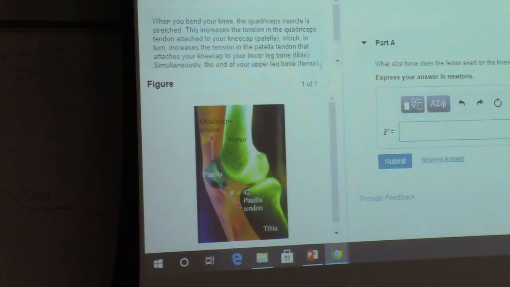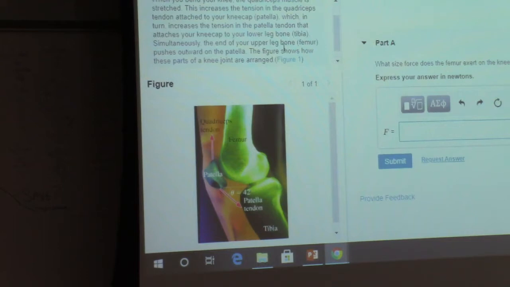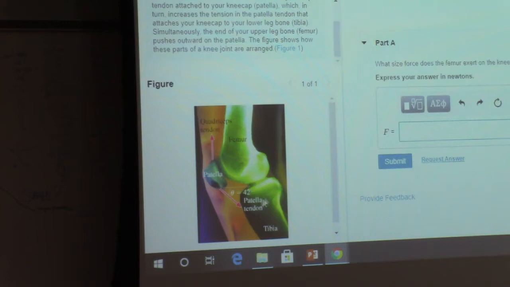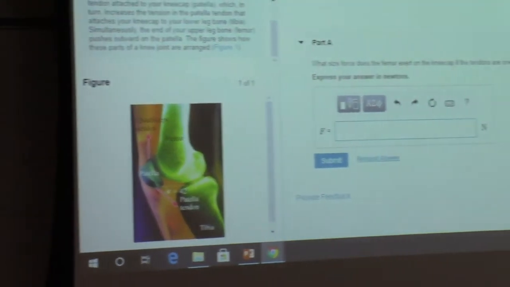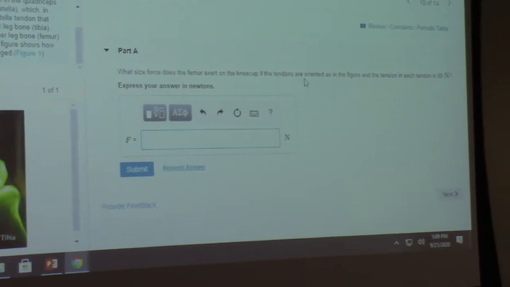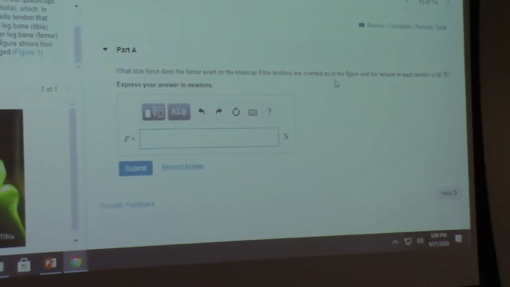Okay, good. Let's see. Simultaneously, the upper leg bone, which is the femur, as you can see here, pushes down on the patella. So this tendon stretches this way, the patella tendon goes this way. In turn, that causes the femur to push down on the patella. And the figure shows how these parts are joined together, and you actually have an angle here, 42 degrees. So what size force does the femur exert on the kneecap if the tendons are oriented as shown in the picture, and each has a force of 60?